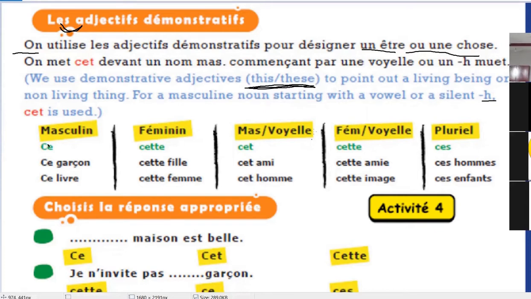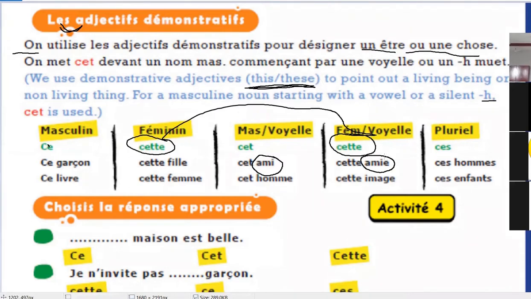Now, three parts are done. Number four is very easy. If the noun is feminine, we use cette. And if a feminine noun is starting with a vowel, even for that we will use cette. So you can see it's very easy. With feminine we use only one thing, cette. You know very well this A-M-I means friend, masculine friend, and this A-M-I-E means feminine friend, like we can say saheli in Hindi.